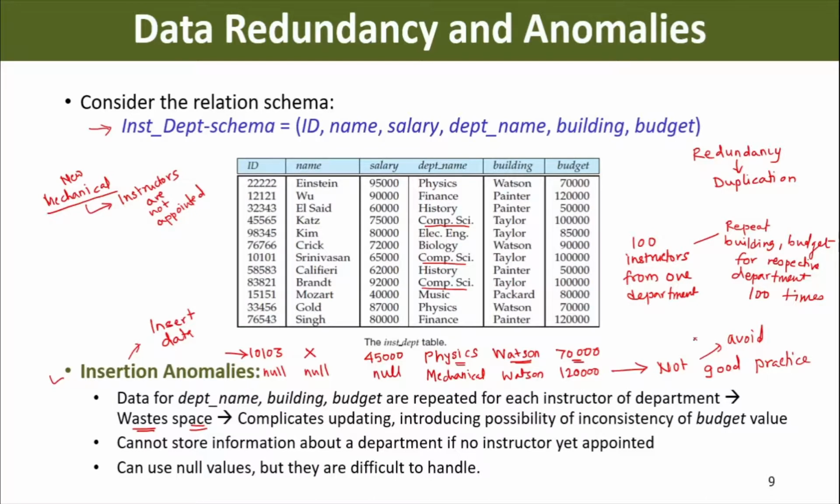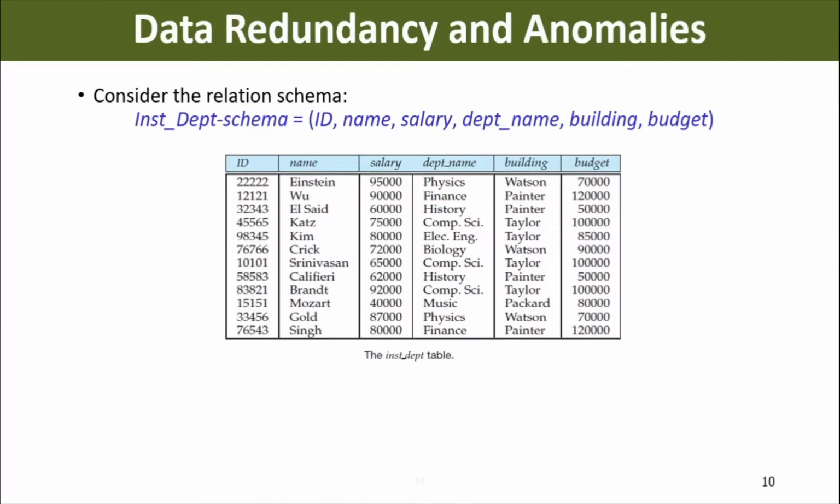So if we have a new department in the university and we have not appointed the instructors yet, then it becomes difficult to store the information related to that department, right? So this is what we mean by insertion anomalies. Okay, and if we have such a database schema design with redundant information, then obviously this is a drawback. Now let us proceed with the same example but the next anomaly.